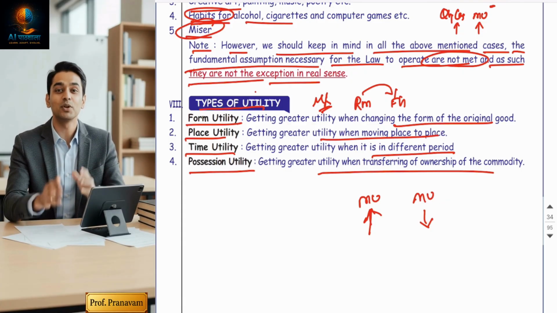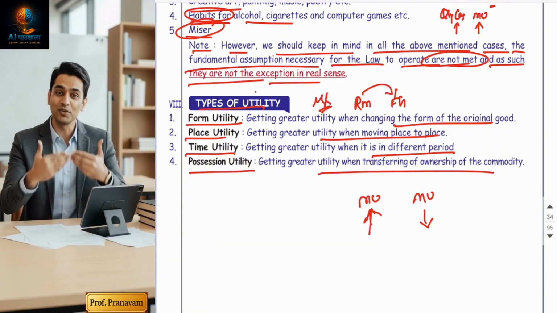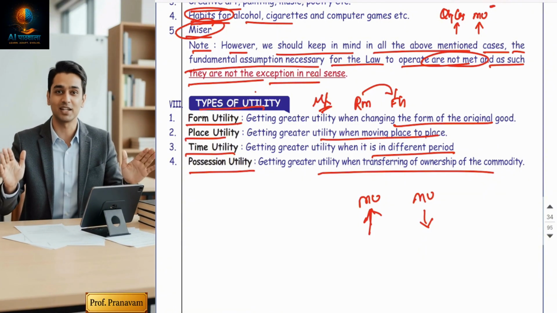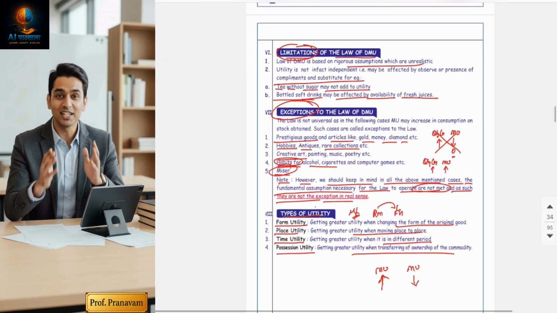Yes, I have 10 acres of land. I'm the owner of two house properties. This is the pride, this is the utility, this is the satisfaction which I'm giving. Now it's called possession utility. So, hope you understood the utility chapter.